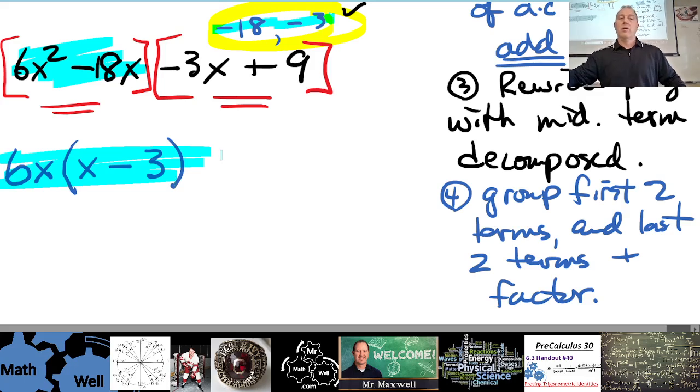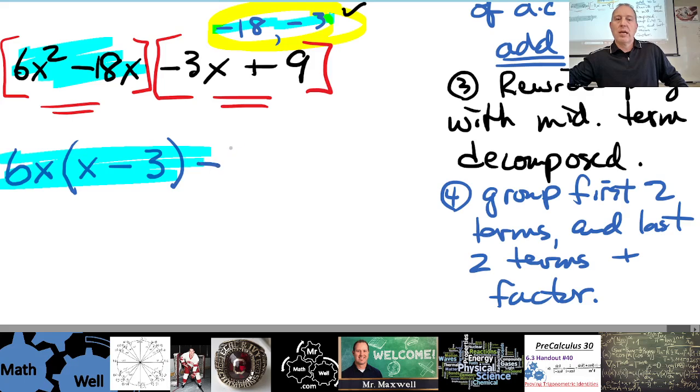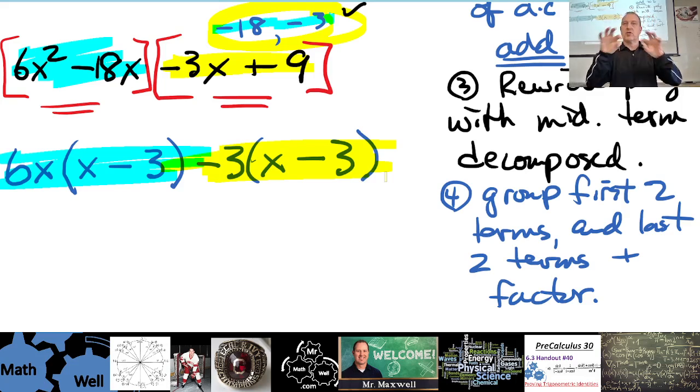Okay. Now we're going to do that again over here. What's the greatest common factor between these two? Negative 3. Okay, so it could be positive 3 or negative 3. And I'll tell you how to decide which one in a few moments. But I'm going to pick out negative 3, and I'm going to write x minus 3. So do you see how this one becomes this? Yeah? Okay, so we've taken the first two terms, split them up and factored, and taken the second two terms, split them up and factored.